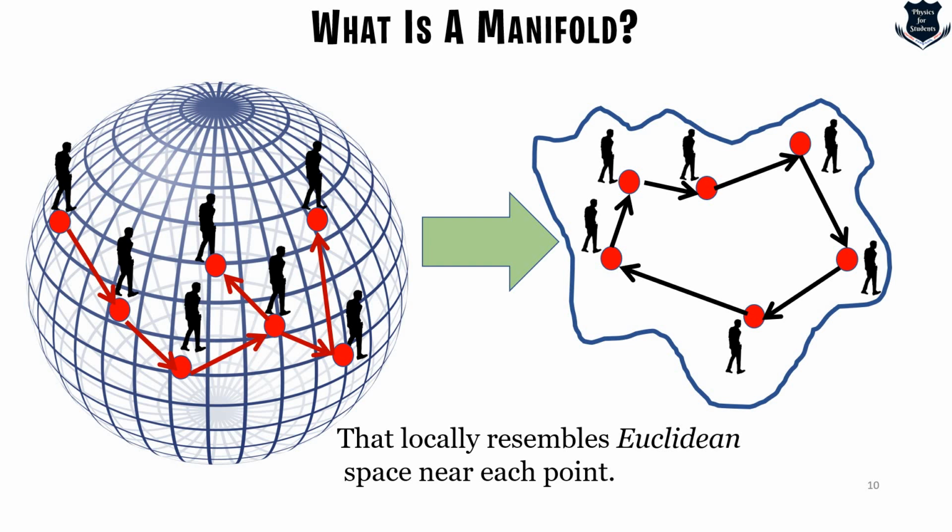But when I try to plot the same thing on a curved manifold, or a curved structure which resembles locally Euclidean, here you see this is a global structure and this is a local structure. So this is a visual demonstration of why, when we move from global structure into local, it locally resembles Euclidean space near each point. Now this will give you a visual understanding of what a manifold is.